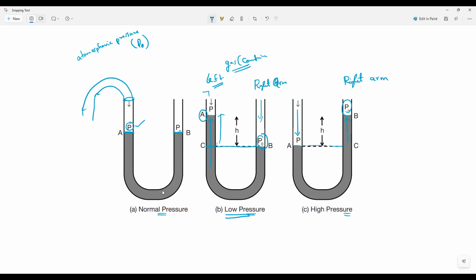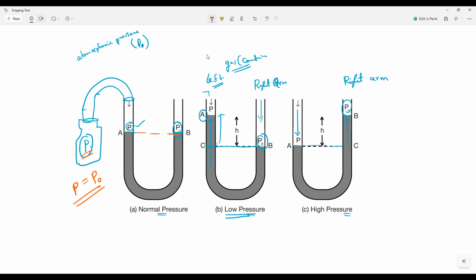Please observe very carefully. Now, the cylinder pressure is equal to the atmospheric pressure. So will both the liquid columns be at the same height or at different heights? That is my first question. The pressure of the gas in the cylinder is equal to the atmospheric pressure. So will the liquid be at the same height or different heights? That is what I'm asking.